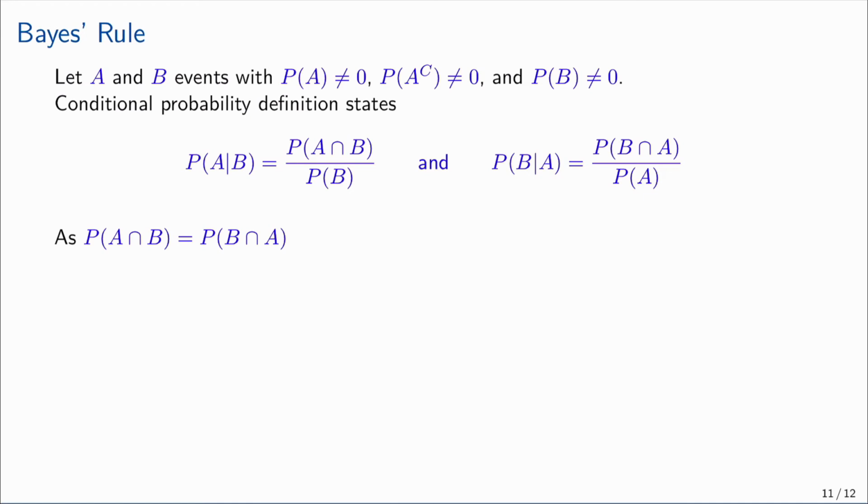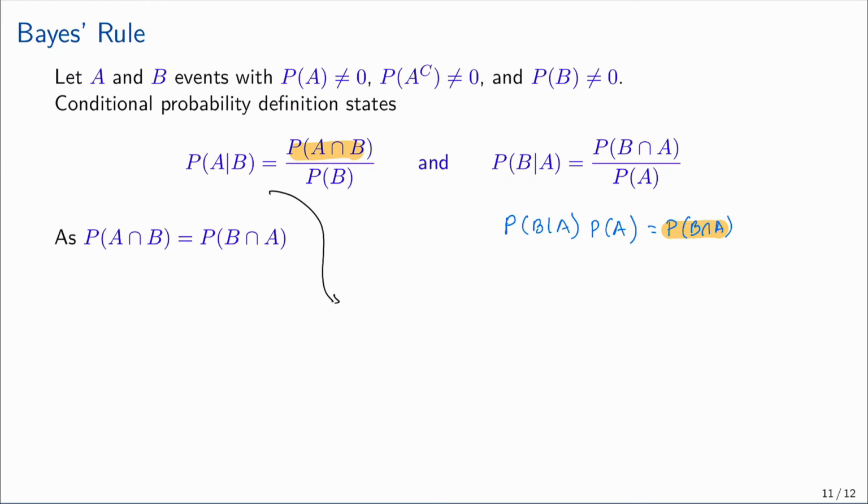Now, if we just replace this intersection by the definition, let me write the definition in the second case. So probability of B given A multiplied by the probability of A is equal to the probability of the intersection, so the probability of B intersection with A. And because this is commutative, I can replace that value in this equation.